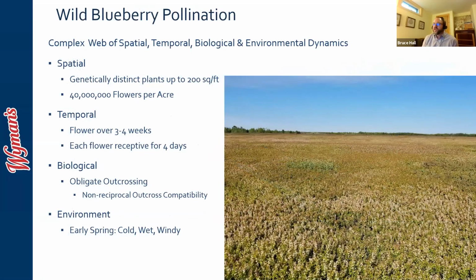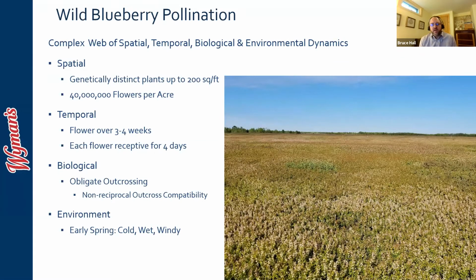Wild blueberry pollination, it's complex. It's very complex. So traditional fruit crops such as high bush blueberries or apples are planted in rows, which make up blocks or orchards. Typically, orchard plantings are grouped by a genetic cultivar, created through a plant breeding program.